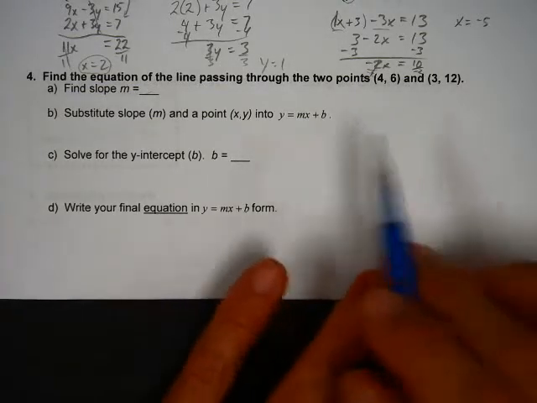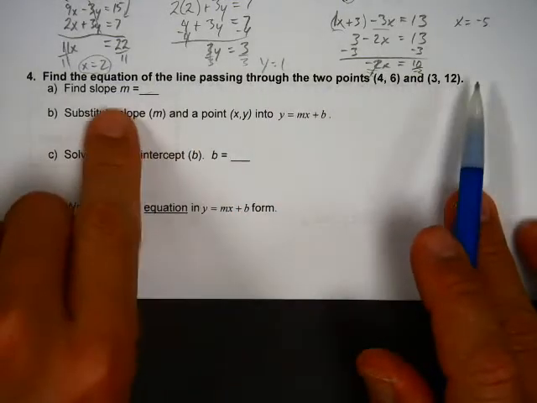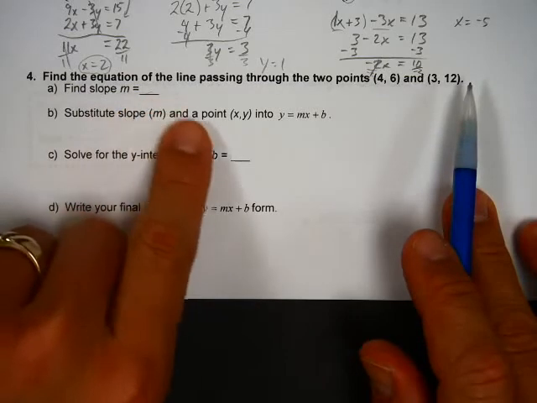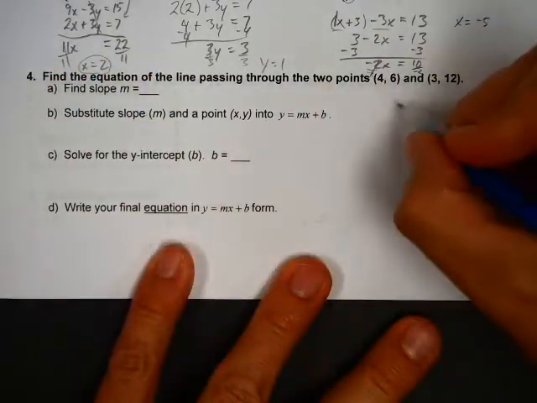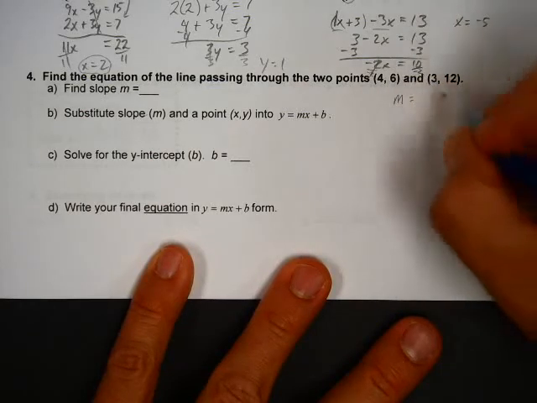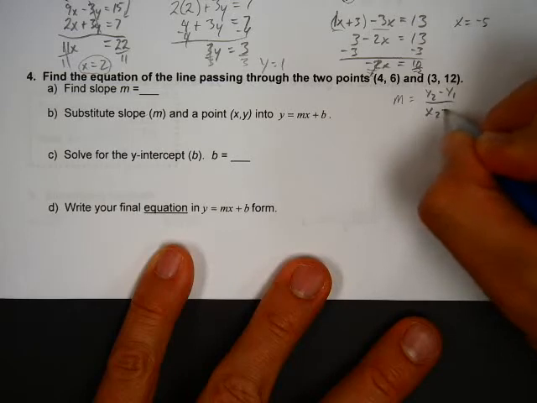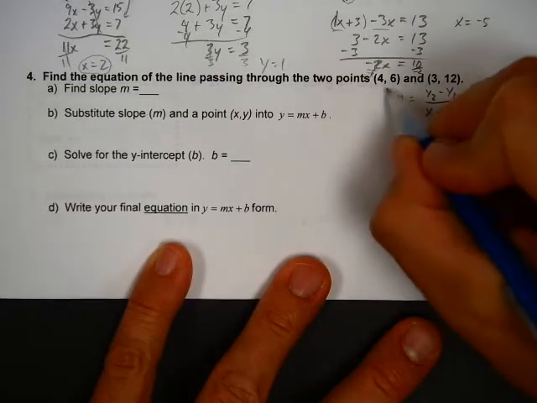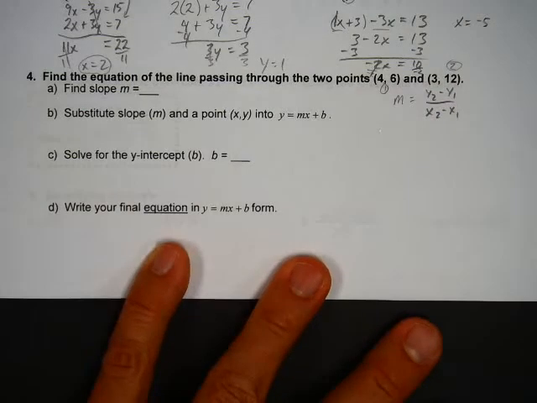Okay, so looking at this, we want to find the equation of the line that passes through these 2 points. We're going to first find the slope, and if we follow the directions, it should walk us right through this. Now the slope, if you remember correctly, m is equal to y2 minus y1 over x2 minus x1. And if we need to, we'll assign that as point number 1, and that is point number 2.